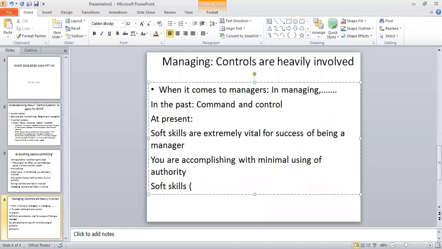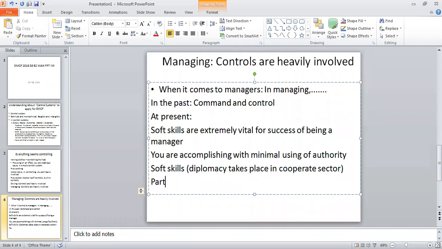And the best word is diplomacy. Diplomacy takes place in the corporate sector now. Diplomacy, it is very, very important, and all related to participative leadership. I'm sharing my experience really.